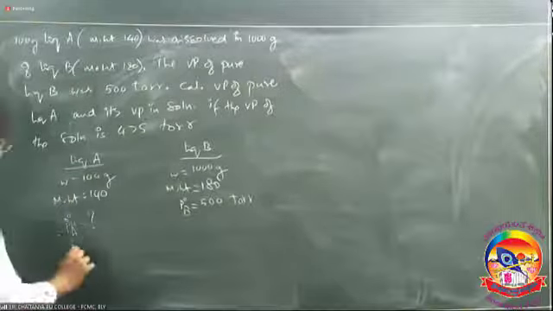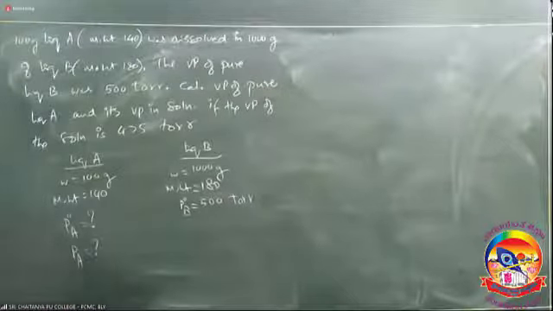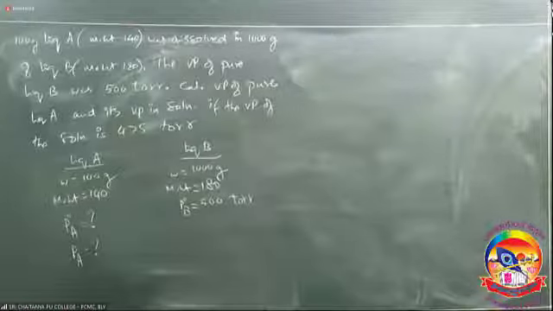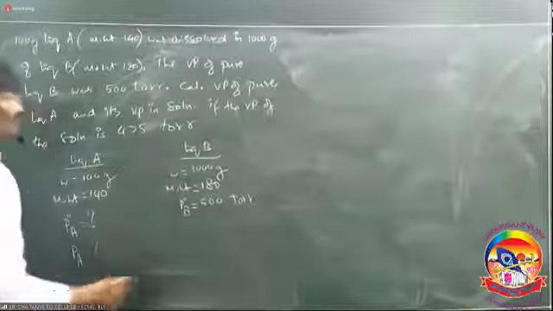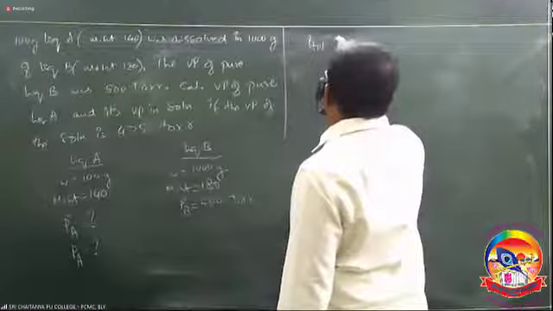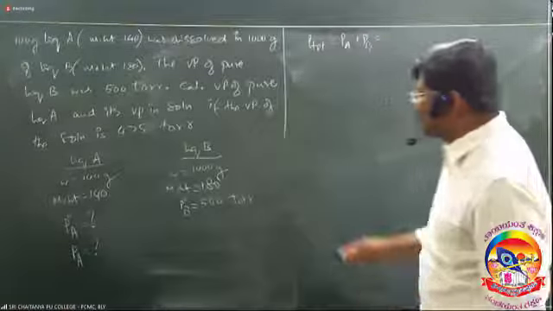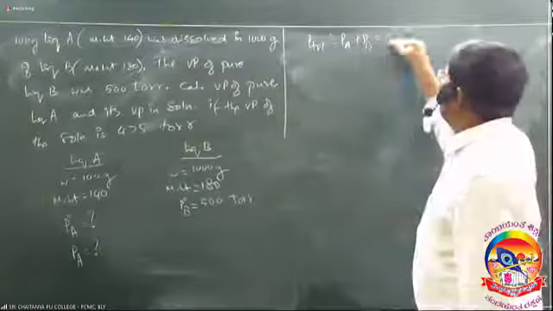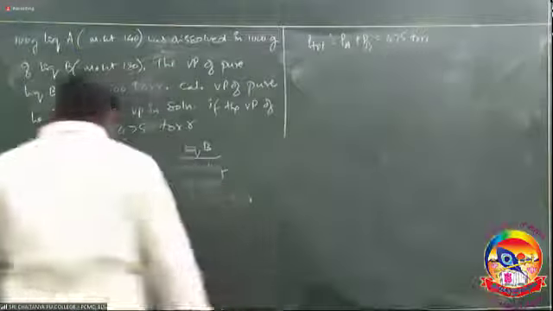They are asking for the partial pressure PA as well. Another data given is the vapor pressure of the solution, P total, which is PA plus PB, and it is 475.